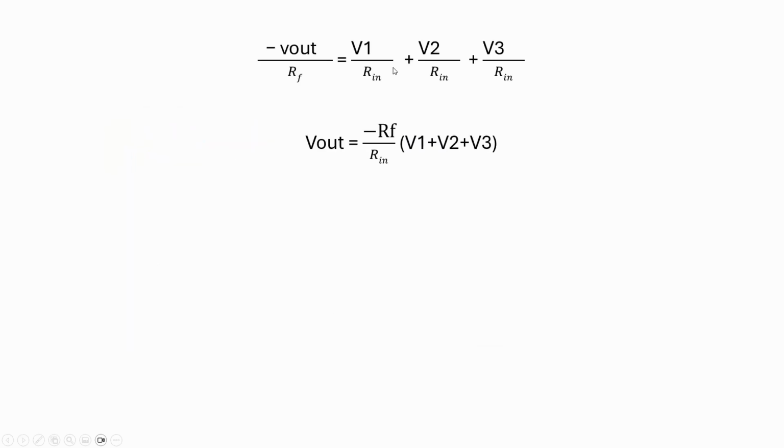then IF equals the three currents I1 plus I2 plus I3. Then substituting those I terms using the values we found, we can obtain this V out equation.